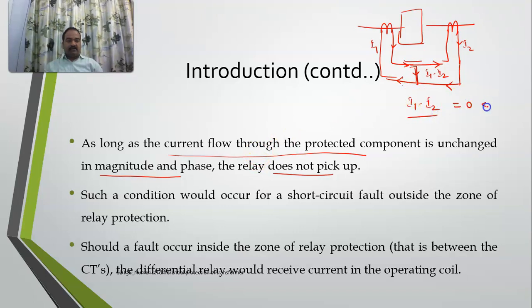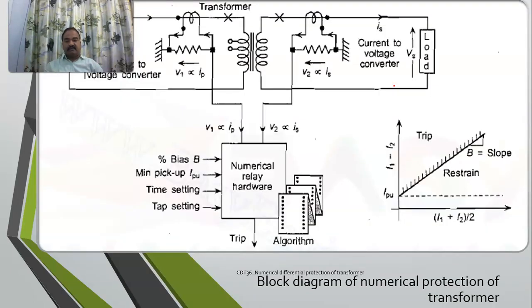Okay, so as long as your difference is equal to 0 or less than IPU, your relay will not pick up. Such a condition would occur for a short circuit fault outside the zone. Even if there is any external fault, there won't be any change in the difference of the currents I1 and I2. But if there is any internal fault, then automatically I1 minus I2 may be greater than 0, or greater than your pickup value. Then automatically your relay starts working.